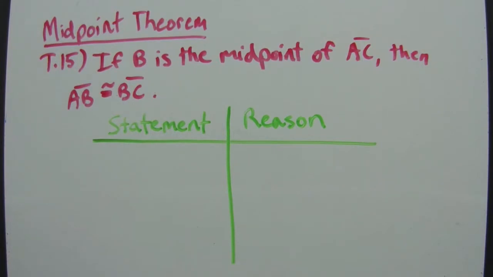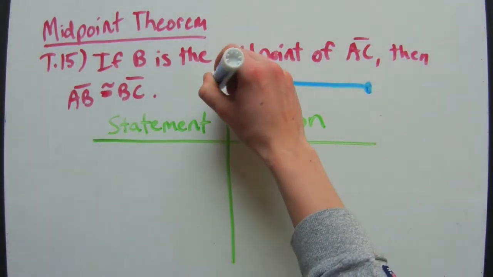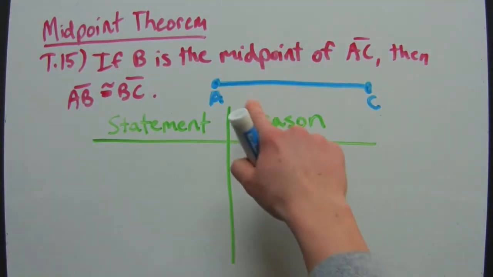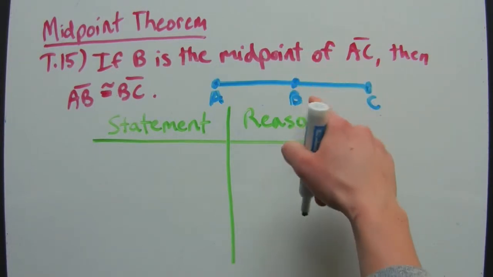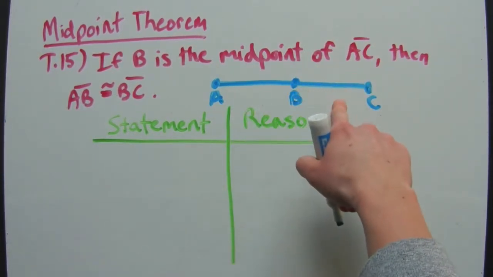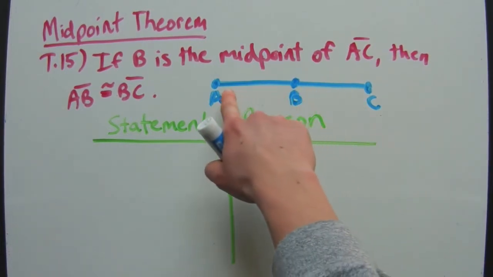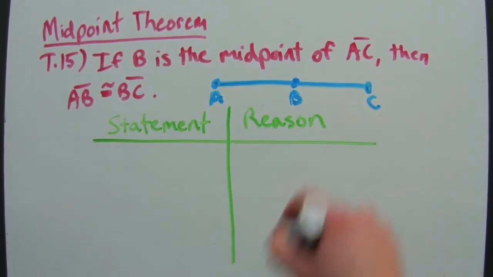So let's go ahead and illustrate a picture of this to help us understand how to prove the theorem. We have a segment AC, and point B is the midpoint between A and C. So we have to prove that segment AB is congruent to segment BC.